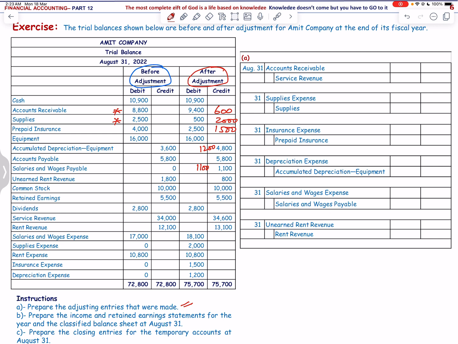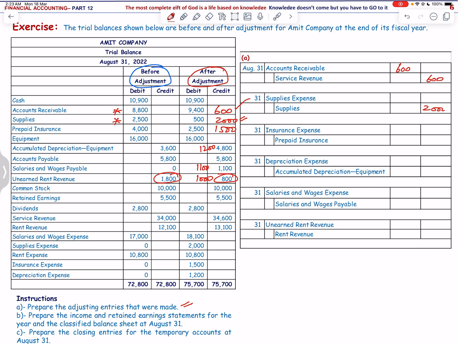So increase in accounts receivable. So accounts receivable is going to be debit by 600, and service revenue will be credited by 600. In the case of supplies, they have decreased by 2,000. So supplies is credit by 2,000, and supplies expense is debit by 2,000.